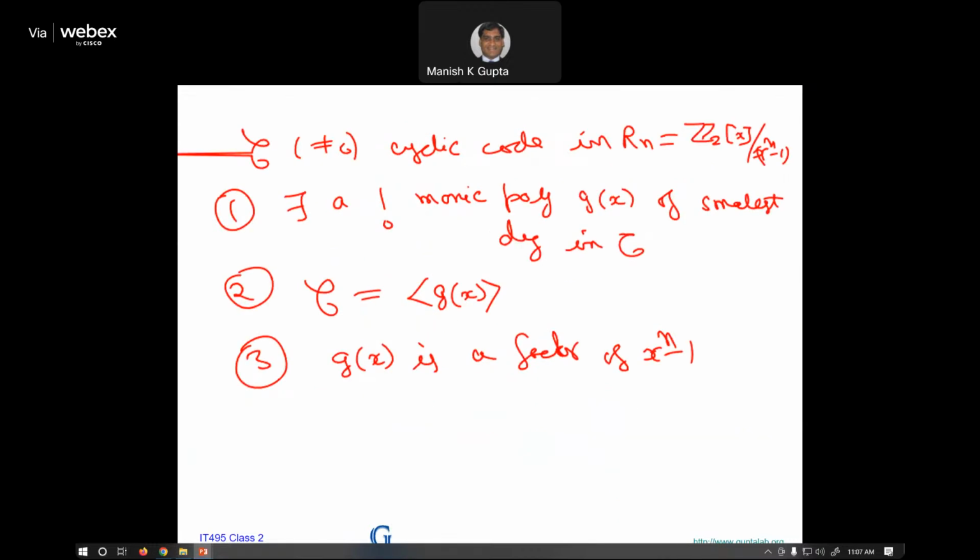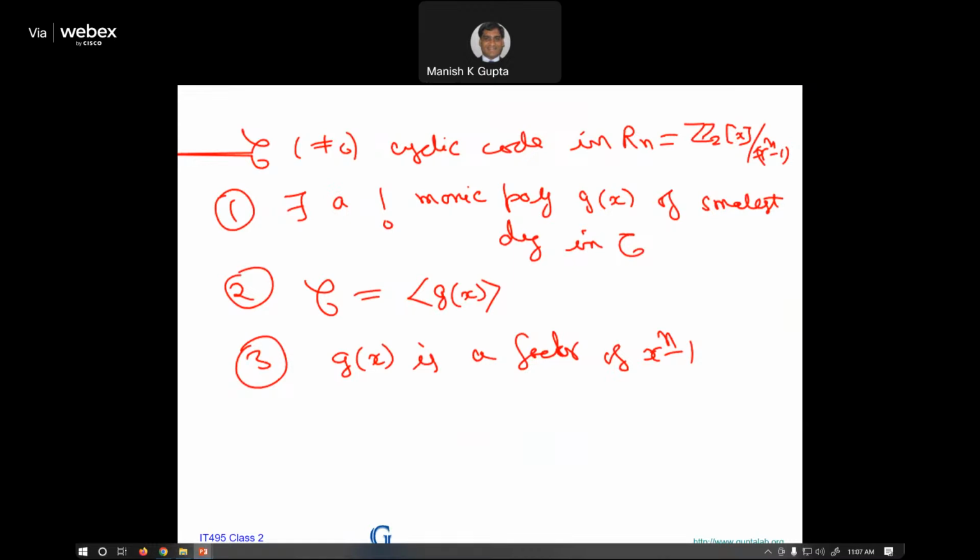So formally, without giving any proof and everything, but I can just tell you, if C is a non-zero cyclic code in the ring Rn, Rn is Z2X modulo x power n minus 1. Okay. There exists a unique monic polynomial Gx of a smallest degree in C such that C is generated by Gx. Generator polynomial. Okay. You saw that. And Gx is, and this is important thing because this gives us a mechanism to find the cyclic codes. Gx is a factor of this polynomial x power n minus 1. This is a beautiful fact.